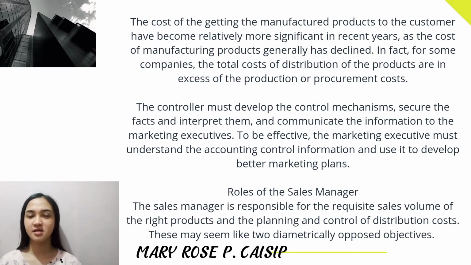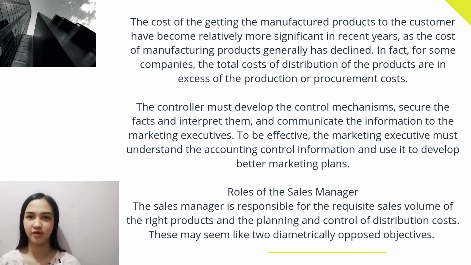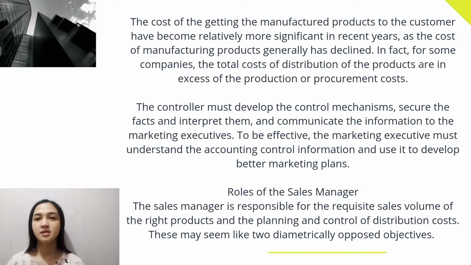The cost of getting the manufactured products to the customers has become relatively more significant in recent years, as the cost of manufacturing products generally has declined. In fact, for some companies, the total cost of distribution of the products is in excess of the production or procurement costs. Distribution costs, also known as distribution expenses, are the costs incurred to deliver your product from the manufacturing unit to the end user or to the customers.